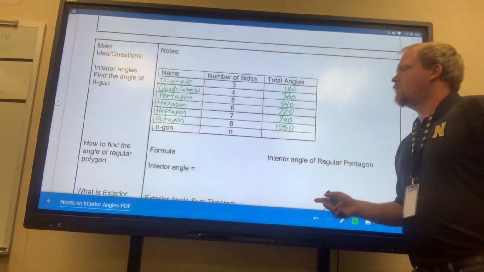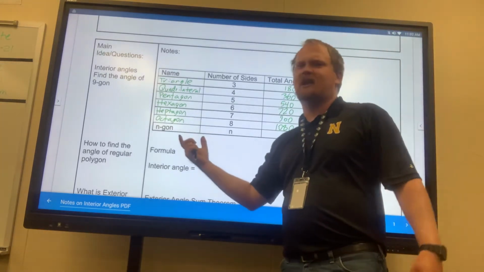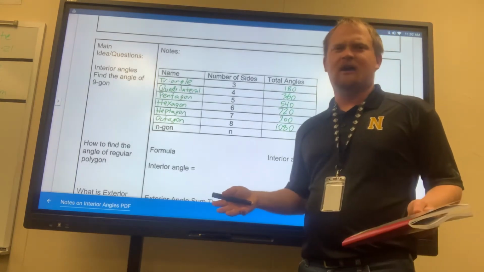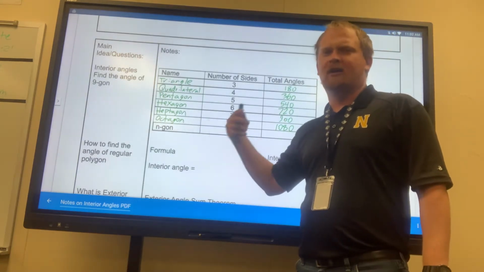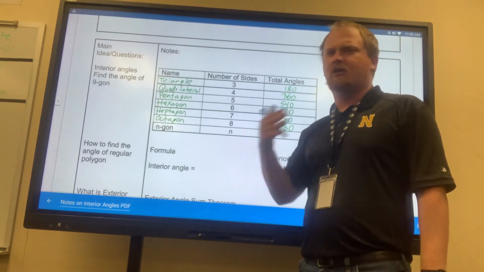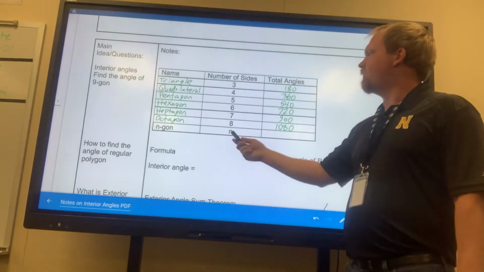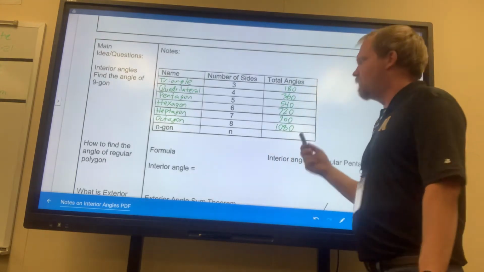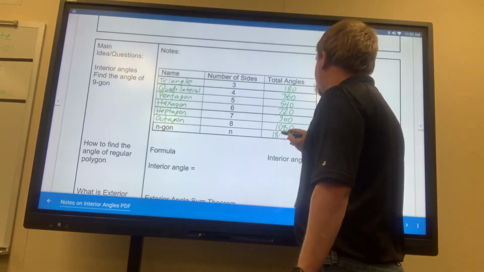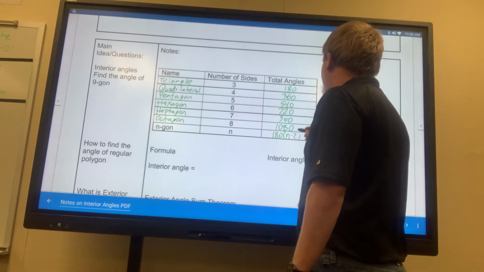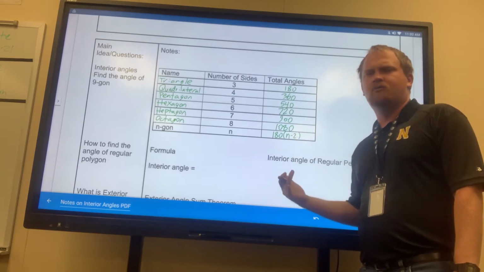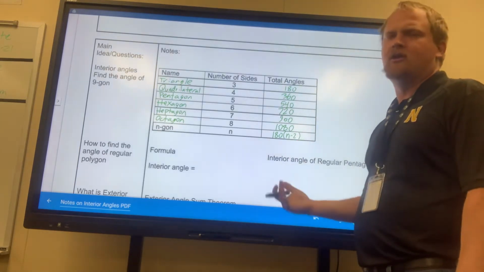Now, anything past 8 is an n-gon, which basically means however many sides you have. If you have a 12-sided figure, it's a 12-gon. A 14-sided figure is a 14-gon. That's just dependent on the number of sides. Now the formula for how we determine it is simply 180 times n minus 2. That's how we're going to be able to figure out the total interior angles of a polygon.